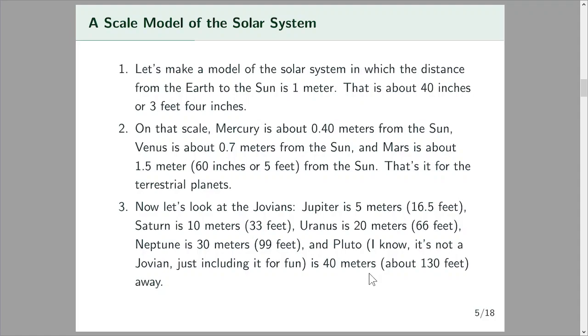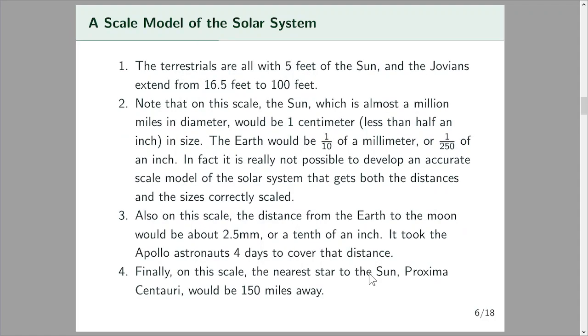So again, the terrestrials are all within 5 feet of the sun. They're packed closely in around the sun in our model. And the Jovians are spread from 16.5 feet to 100 feet.